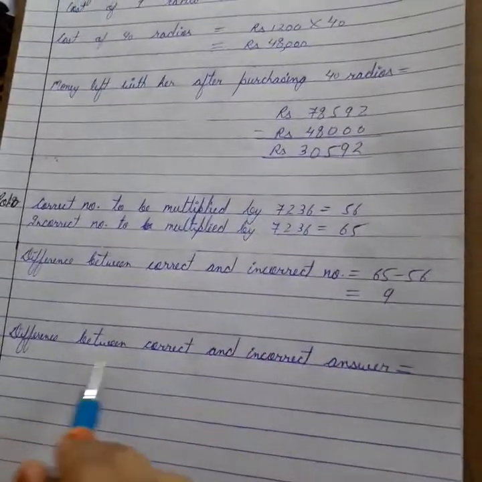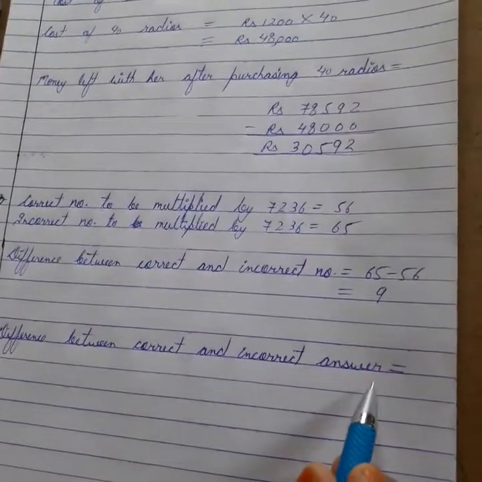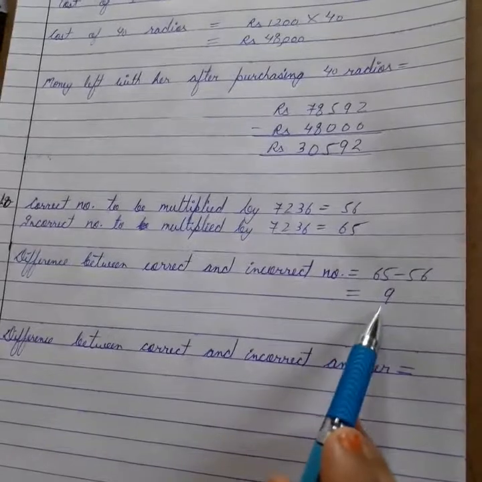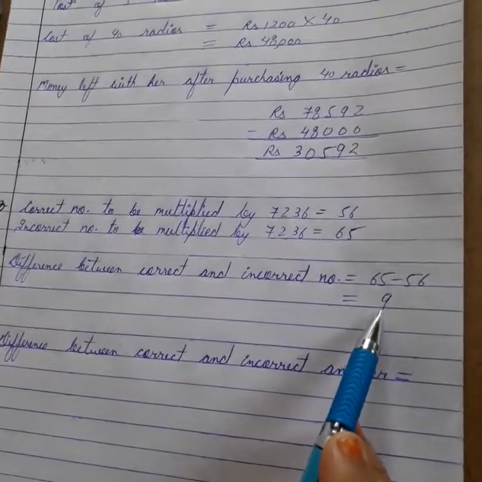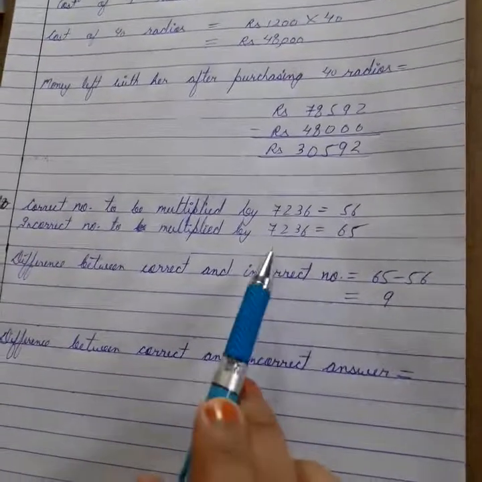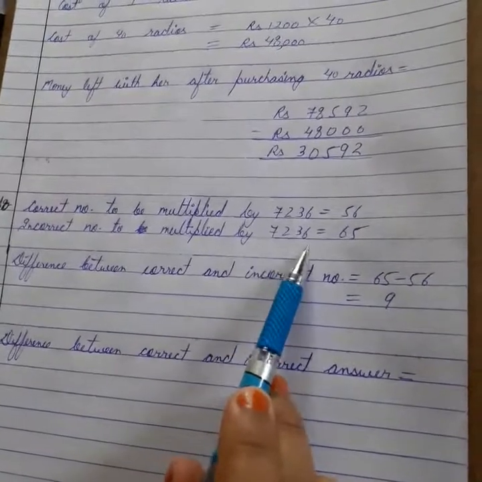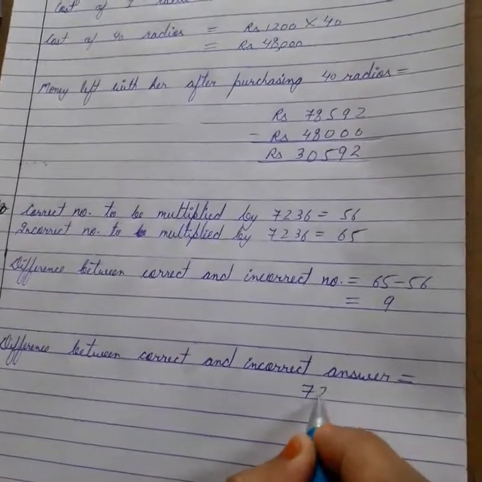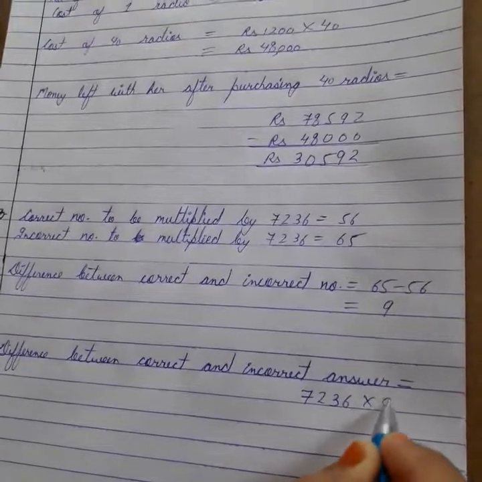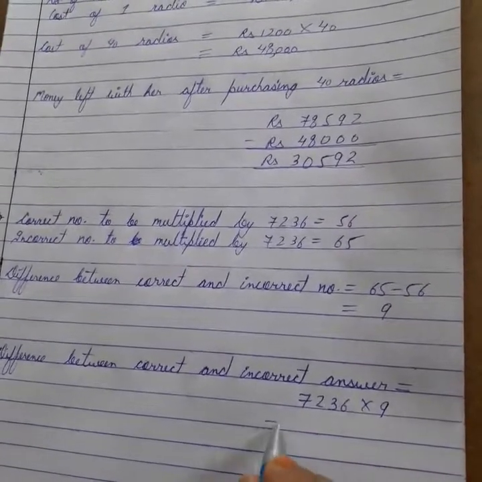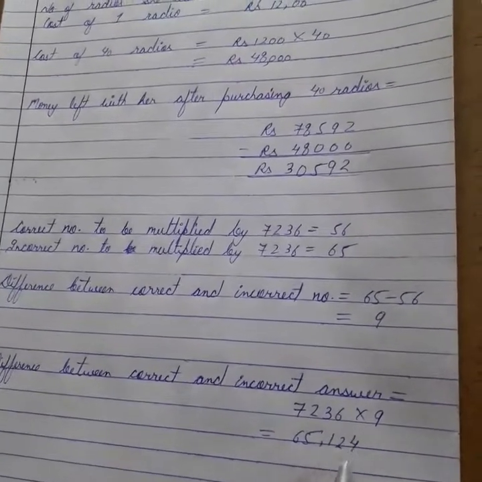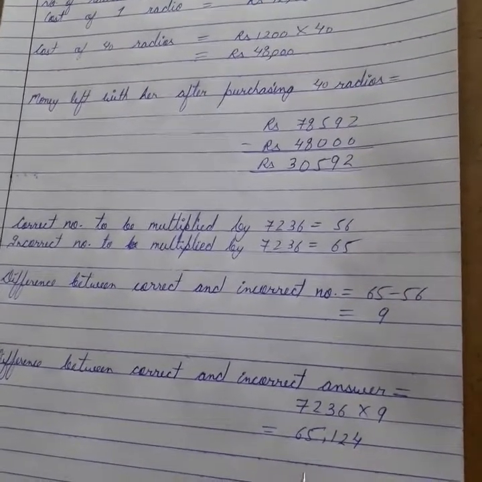So the difference between the correct and incorrect answer, what will it be? If the difference between the correct and incorrect number is 9, that means we are supposed to multiply this difference 9 by the actual number. So here we'll multiply 7,236 by 9. And on multiplying we will get 65,124.